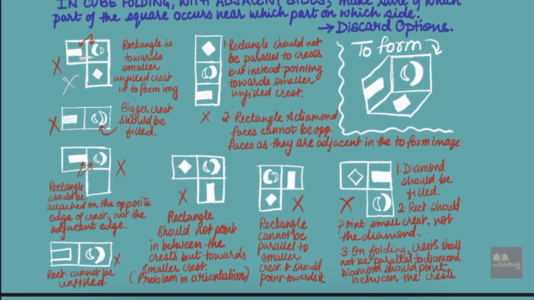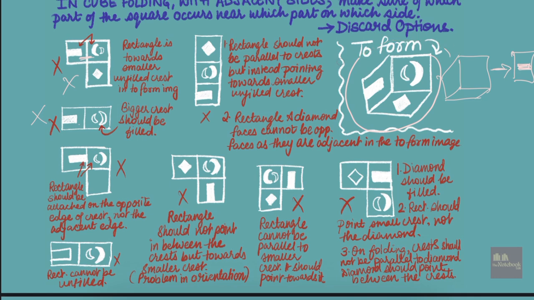Next, if you have a rectangle and it faces the smaller and the unfilled crest, but the bigger crest is unfilled, it's not filled, then again it does not match your image criteria. Now one thing you have to keep in mind is that if only this image is given, then it's okay. However, if one more part is given in the cube, let's say this side is also given and this side is something like this, again one more rectangle like this, then you will still have to amend your choices and discard accordingly.